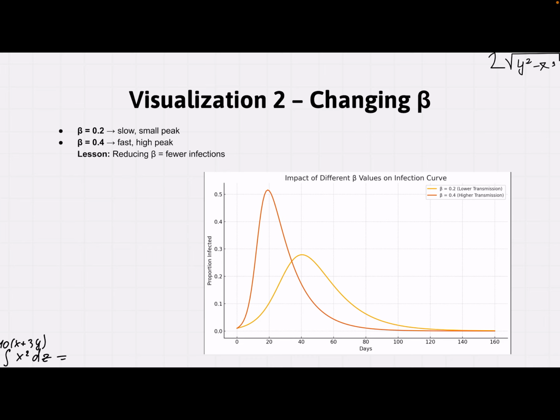The second graph compares two different beta values, 0.2 and 0.4. With the lower beta, the infection spreads more slowly and peaks lower, and with the higher beta, the outbreak is fast and intense. This shows why it's so important to lower beta through masks, hygiene, and vaccines. Even small changes can buy time for hospitals and help save a lot of lives. You can see just the simplest change of 0.2 to 0.4 makes a huge difference.